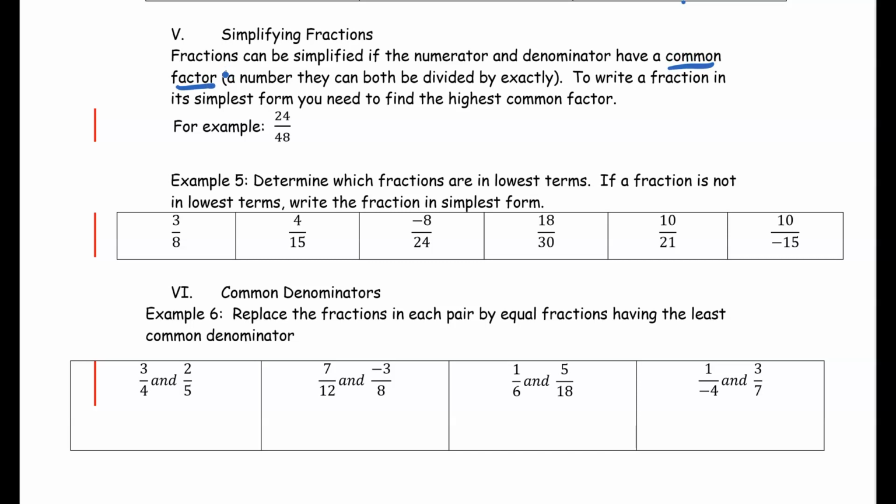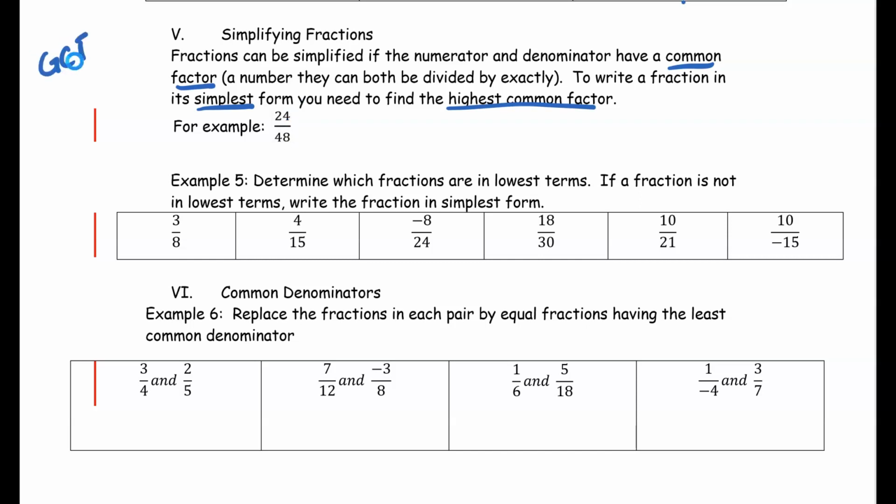So that means there's a number that they can both be divided by exactly, meaning giving you a whole number answer. So if you want to write the fraction in the simplest form, you need to find the highest common factor. So what does that mean? Let's look at this example. So 24 divided by 48. 24 has a lot of factors. 48 has a lot of factors. What is the biggest factor between the two of them?